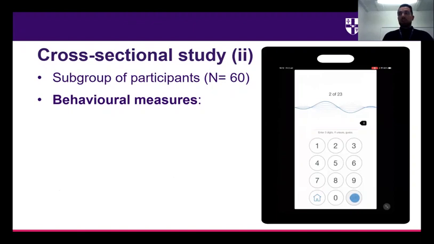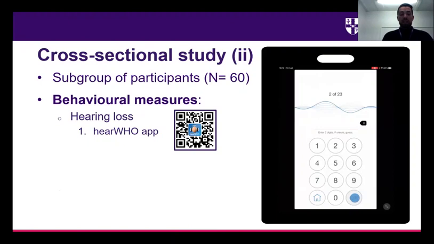So our behavioural measures here included a hearing loss screening app, the Hear Who smartphone app, and if you're interested in accessing that, there's the QR code. And this has been extensively validated in the literature. Obviously, ideally, we would have liked to have used a more gold standard measure of hearing loss, such as pure tone audiometry. But as I mentioned, this wasn't possible due to lockdown restrictions.